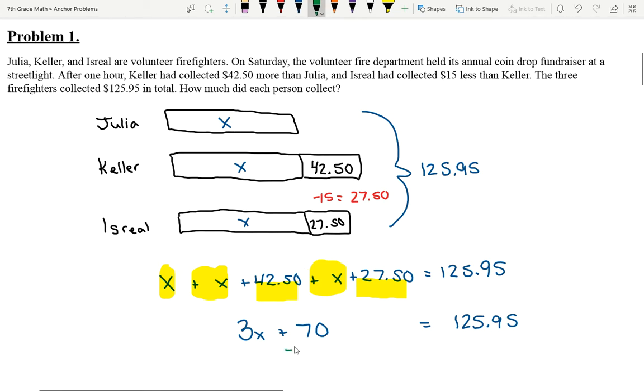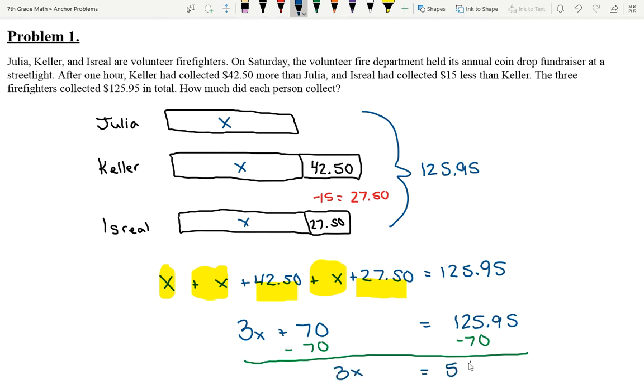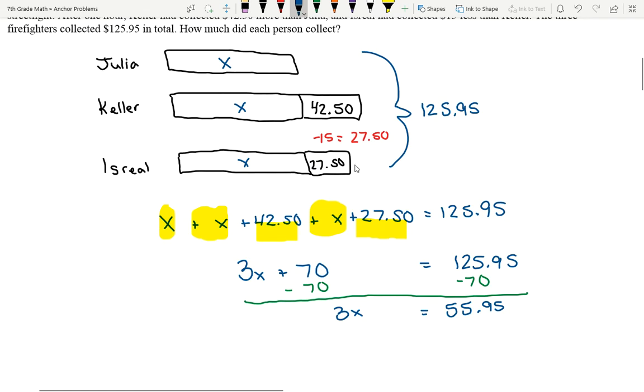If I subtract 70 from both sides of the equation, we end up with 3x is equal to $55.95. And once I divide by 3 on both sides of this equation, because the opposite of multiplication is division, we end up with x equals $18.65. All right, we're not done yet, though.